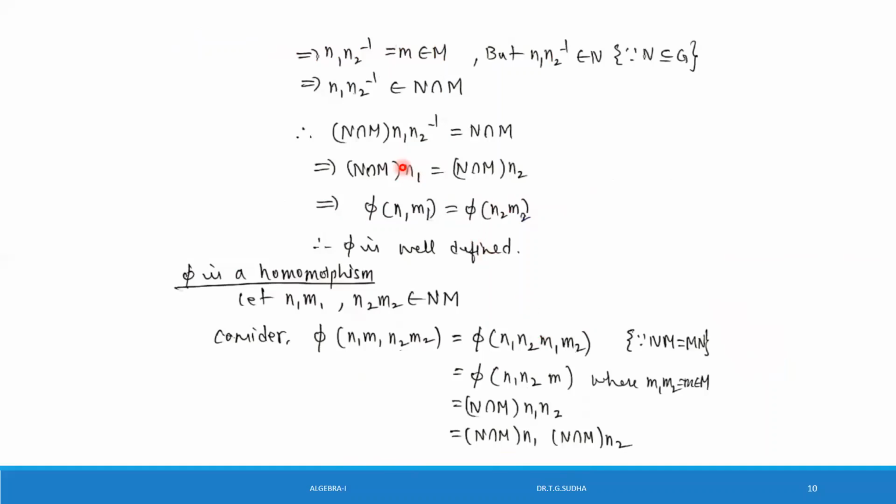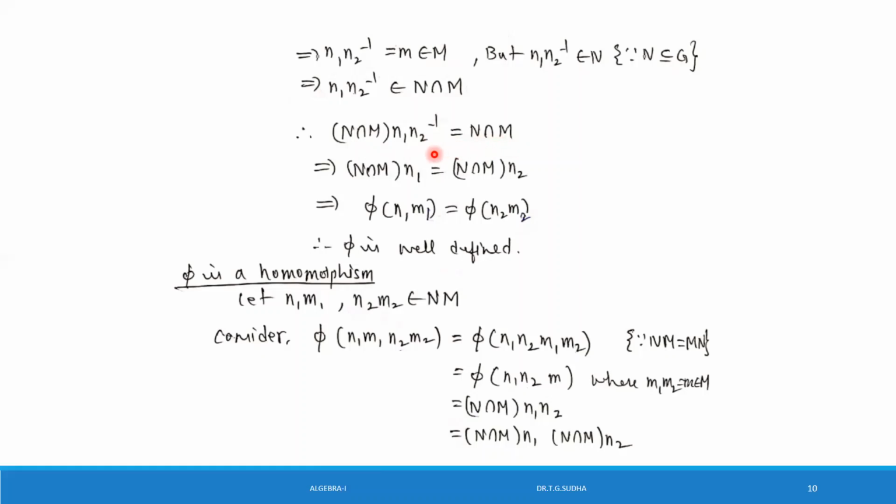Now we can write this as n1 m2 inverse is equal to m by operating by n2 inverse from the right side. But n1 n2 inverse belongs to N, and N is a subgroup of G, right? Because of this reason, now this element n1 n2 inverse belongs to M as well as it belongs to N. It implies that it belongs to the intersection, that is N intersection M. Therefore, N intersection M of n1 n2 inverse, that is the coset generated by this element n1 n2 inverse, will be equal to N intersection M.